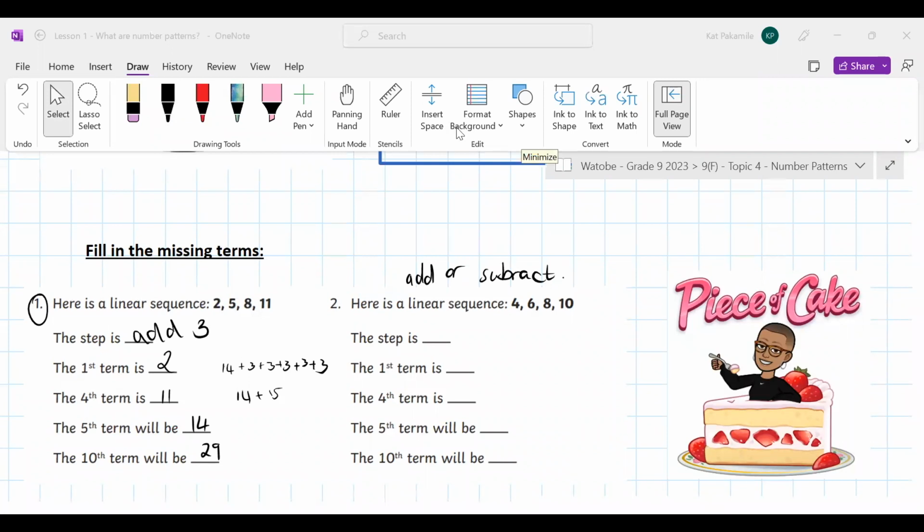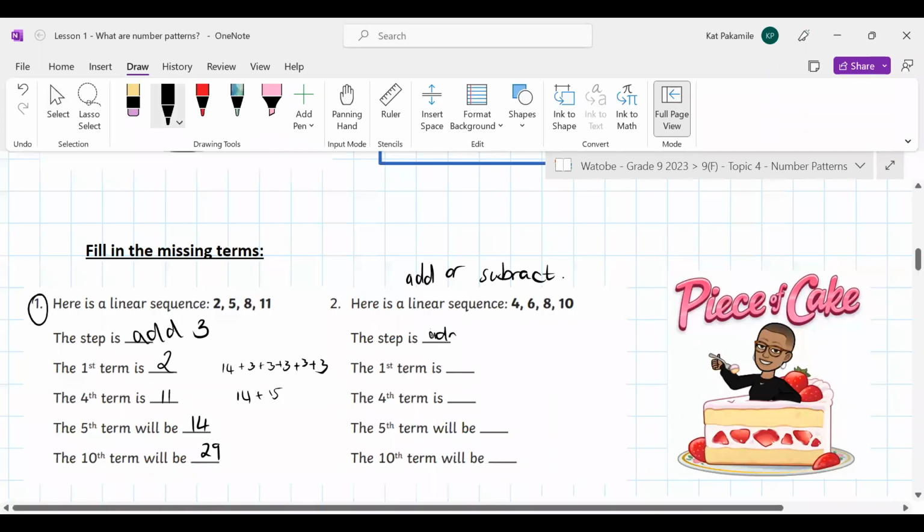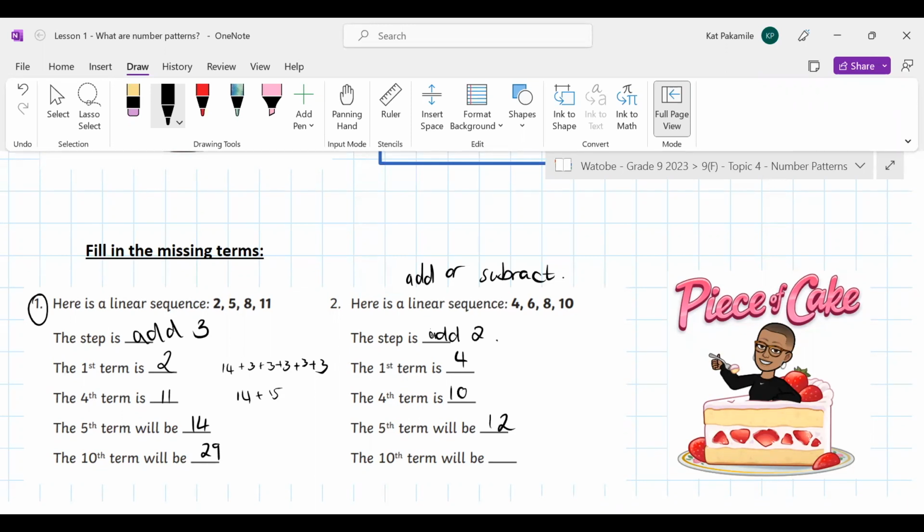So what are we doing here? We are adding 2 to get to the next term. Yebo, we are adding 2. So KG, tell me what my first term is. It's 4. My fourth term? 10. So my fifth term will be how much? 12. And then my 10th term?